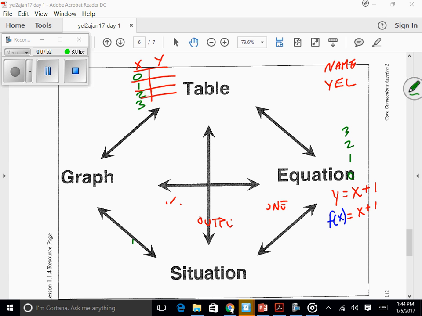1, I appreciate that. Thank you. Back there when x is 1. Thank you. Table 3 when x is 2. Thank you. And up here when x is 3.